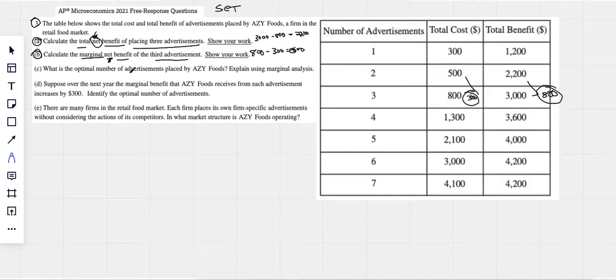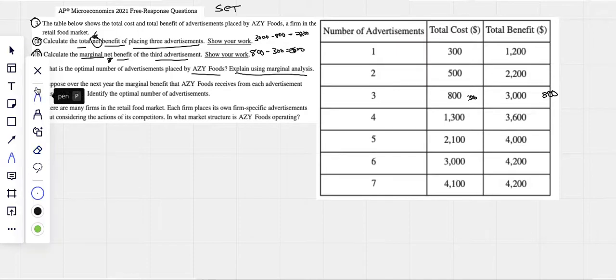By this point of the game, we should know how to find all of our marginal, right? I don't need to lecture you. You know what's going on. C. What is the optimal number of advertisements placed by AZ Foods, and explain using marginal analysis. So let's go back, and anytime we're doing something like that, we want to find our optimal, just like when we're doing labor, or a utility question, and we're looking for our optimal number of choices, our profit maximizing amount of labor.